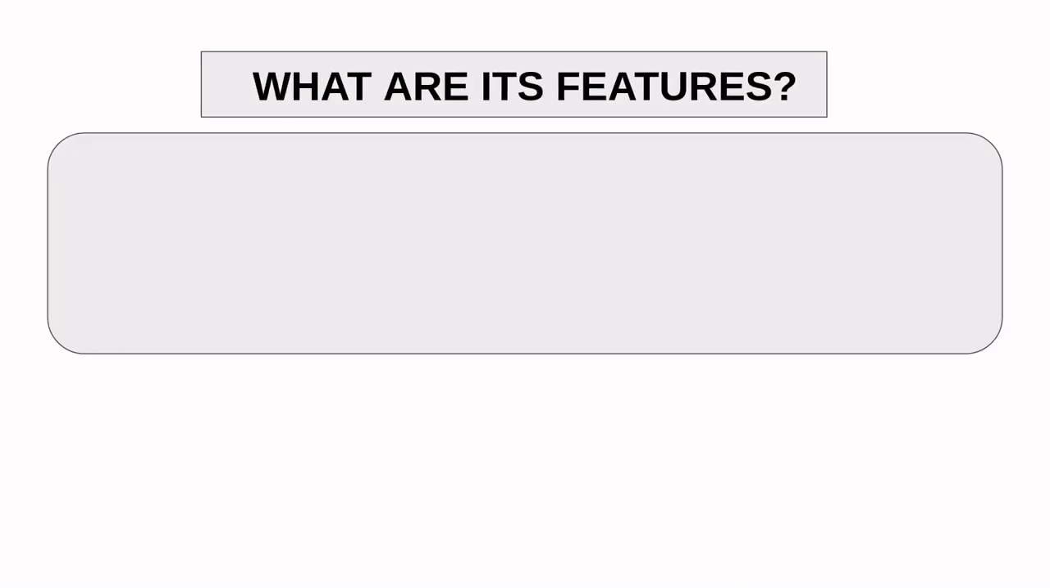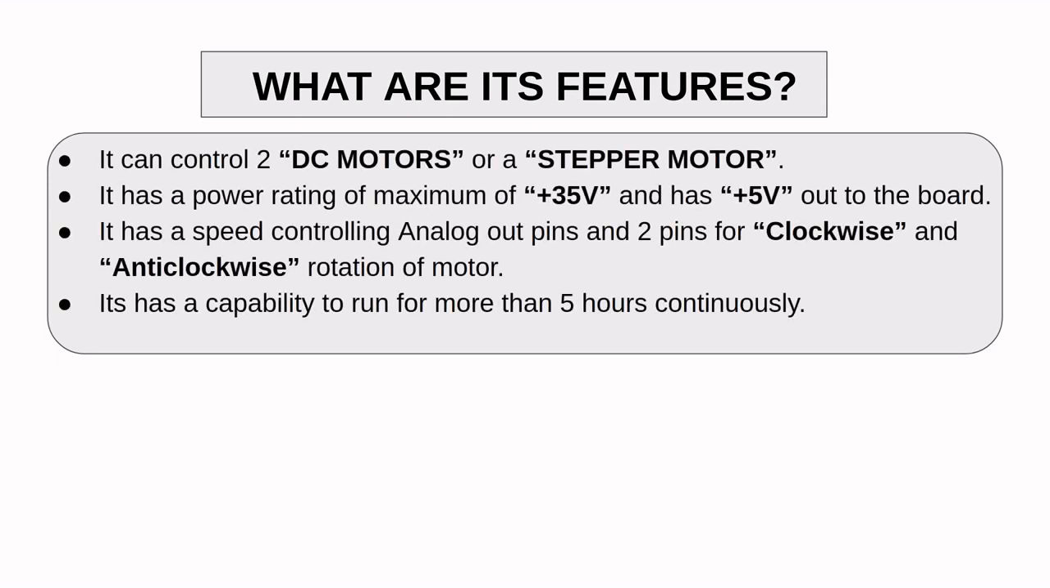What are the features of the motor driver? It can control two DC motors or a stepper motor. It has a power rating of a maximum of 35 volts and has 5 volts out to the board. It has speed controlling analog pins, and 2 for clockwise and 2 for anti-clockwise rotation of the motor. It has the capability to run for more than 5 hours continuously.